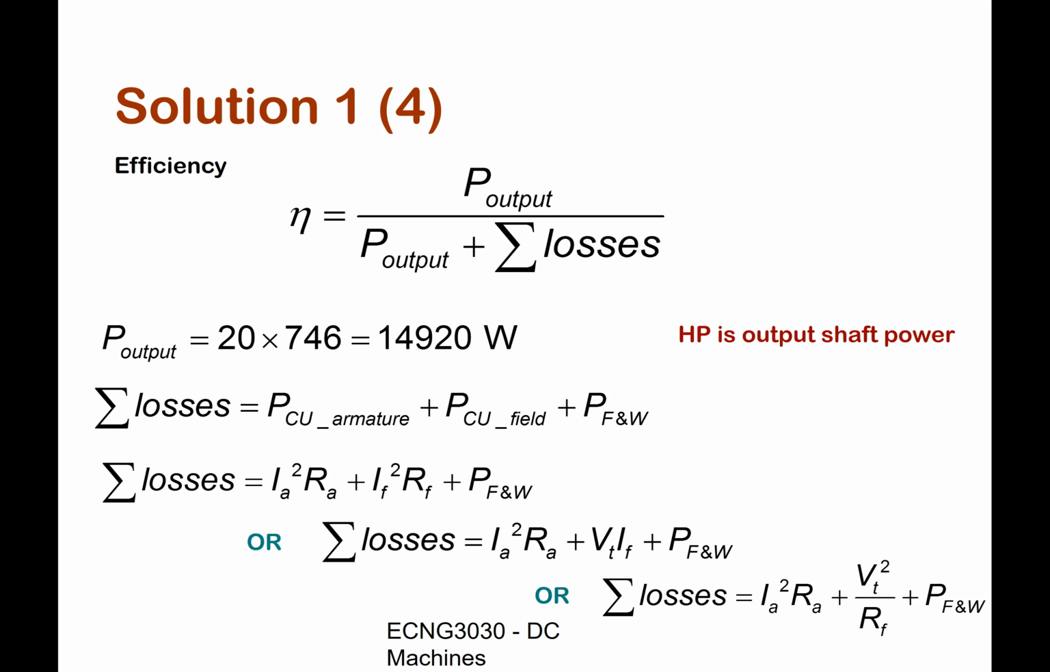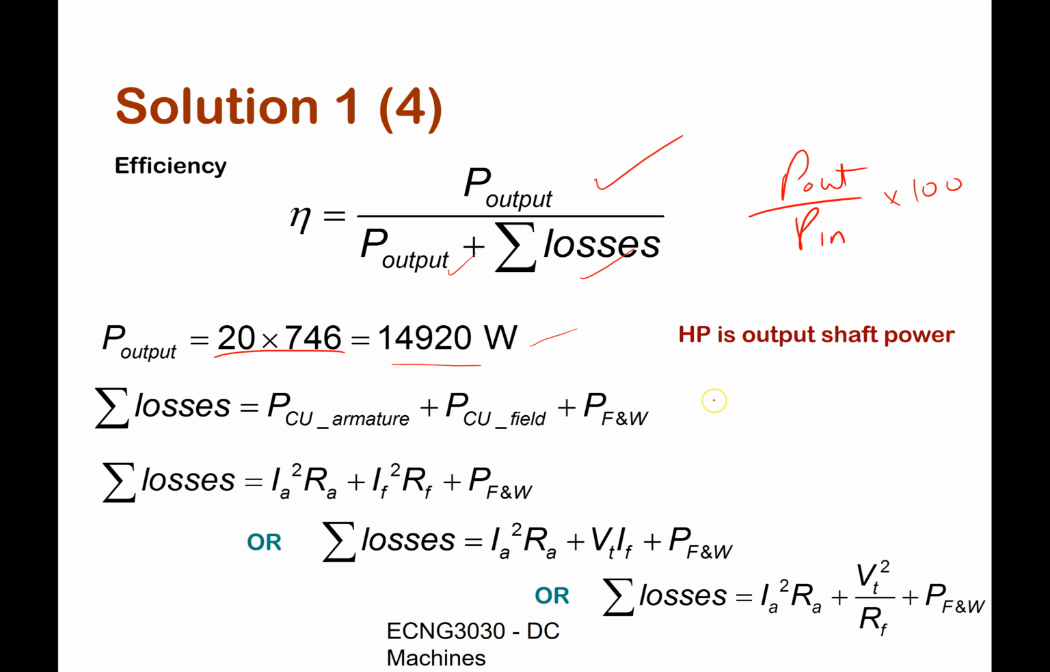Good. So next, the last part, I think it was, we have to find the efficiency. And we know P output over P output plus the summation of the losses, or simply P out over P in, is the efficiency, multiplied by 100 to give you it as a percentage. So the P output, again, 20 times 746, which is 14,920 watts, and this is the horsepower rating that you find on the motor. And now we need to find all the losses.